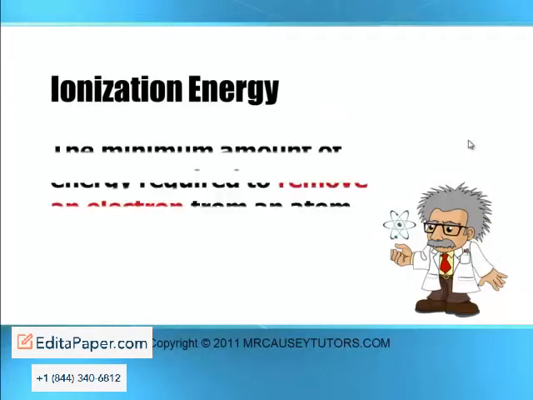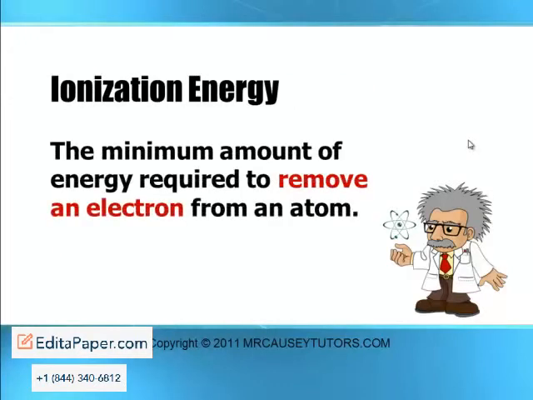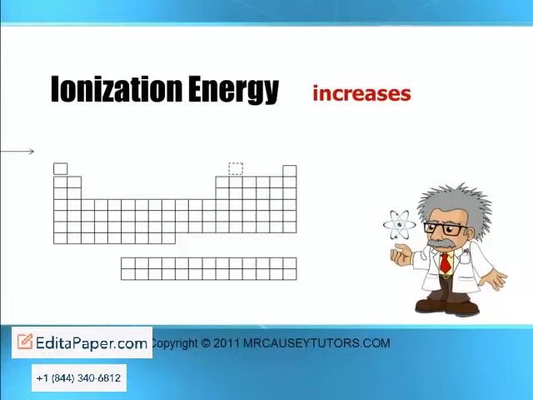Ionization energy. Now we want to pay attention to ionization energy because it helps us think about reactivity and things of that nature. The minimum amount of energy required to remove an electron from an atom is ionization energy. Ionization energy increases as you go left to right, and it increases as you go up. And now remember, think about this. Ionization energy is the minimum energy required to remove an electron.